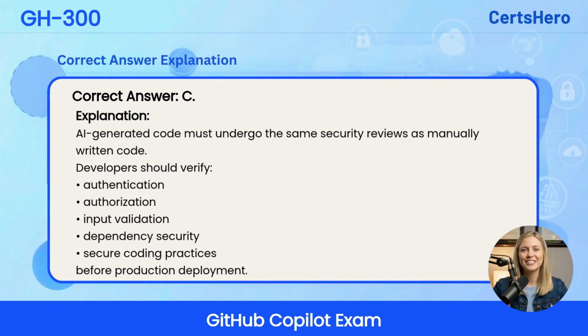Correct answer, C. Explanation. AI-generated code must undergo the same security reviews as manually written code. Developers should verify authentication, authorization, input validation, dependency security, and secure coding practices before production deployment.